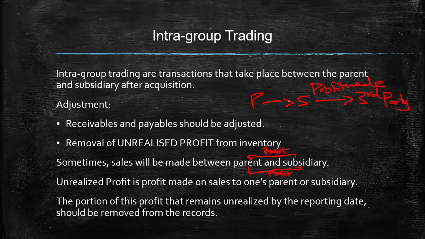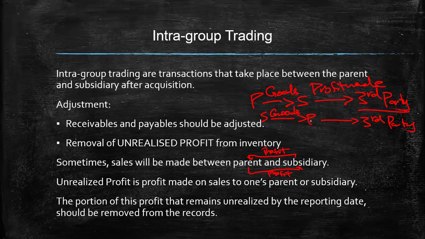So, if parent sold some goods to subsidiary during the year, if these goods are then sold to a third party by the subsidiary, then the profit on these goods has been realized. Same goes with subsidiary selling to parent. If subsidiary sells some goods to the parent during the year, and during the same year the parent is able to sell these goods to a third party, to a customer, then the profit on these goods has been realized.